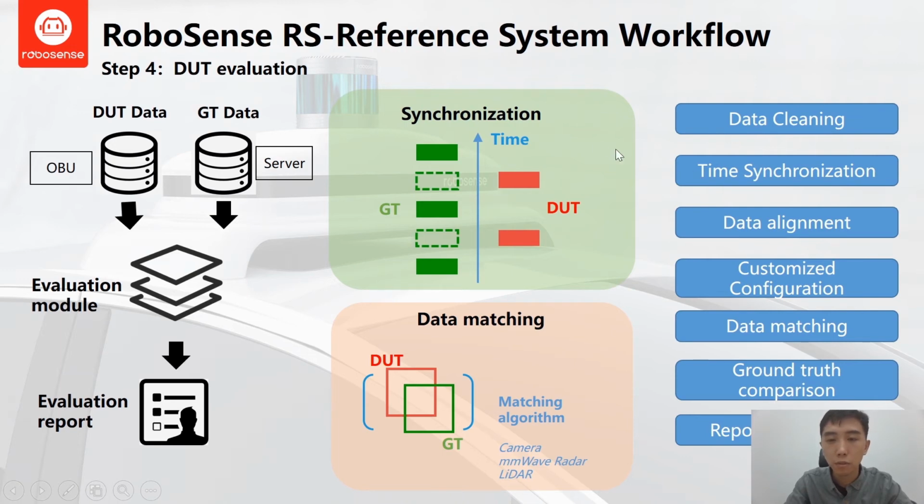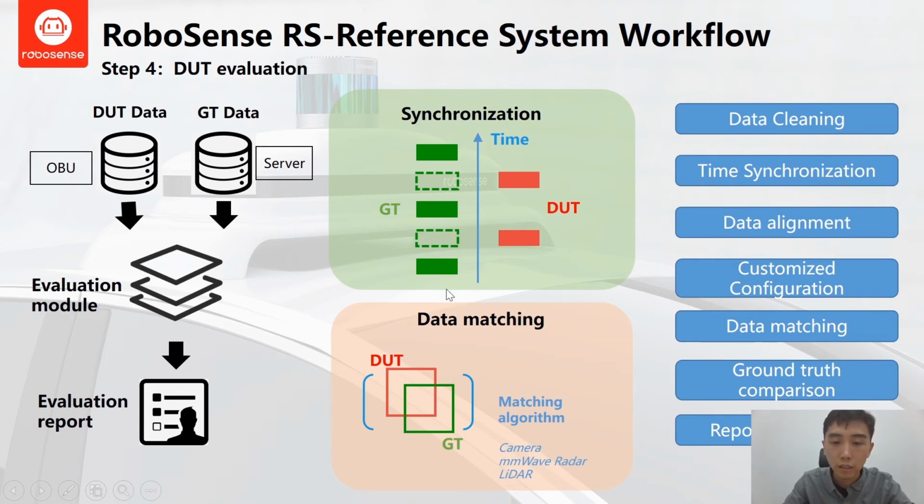So here I would like to introduce more about these two, the synchronization and the data matching. So actually, we may use this reference system to test different sensors. And these sensors may work in different rate, right? So the first thing is to synchronize the GT data and the DOT data, right? So here we just do the interpolation of the GT data and align them with the DOT data.